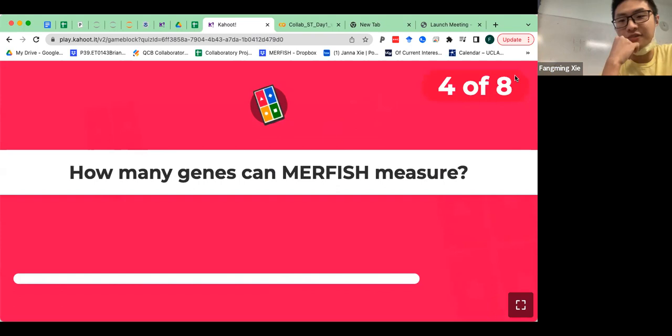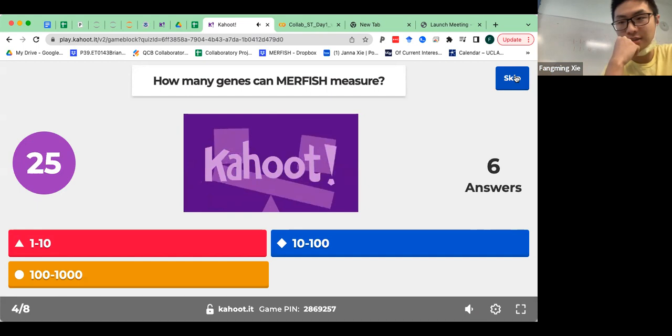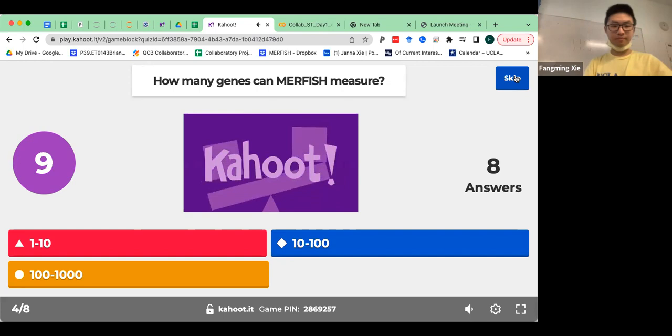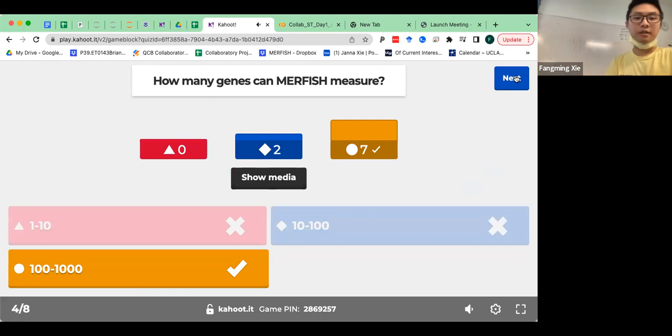How many genes can Merfish measure? 1 to 10, 10 to 100, 100 to 1,000. Yeah, more than 100 at least. Nowadays, you can do more than 1,000, or there was one Merfish paper claiming to have 10,000. They showed in their paper this exponential growth of the barcoding strategy: with a couple dozen imaging rounds, you can resolve a couple hundred, a couple thousand. That's what makes it work.